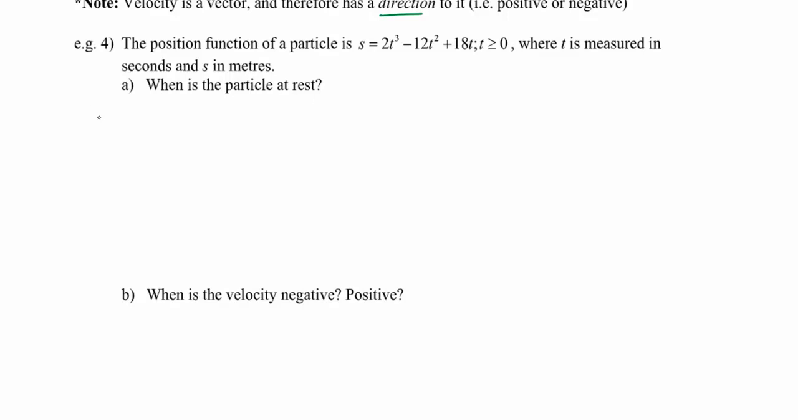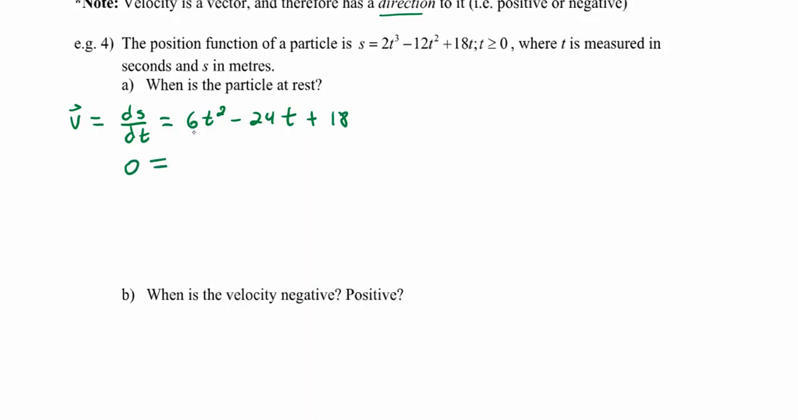So let's find v, which would just be equal to ds/dt, the derivative of s with respect to t, which is equal to, and then the derivative of this would just be 6t squared minus 24t plus 18. Okay, so now it looks like we'll set it to 0.